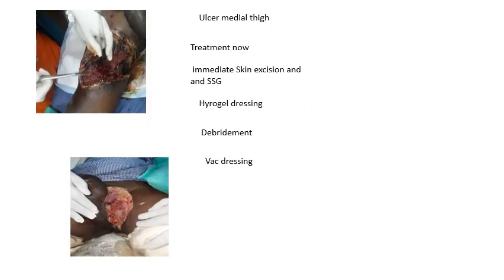Now have a look. This is an ulcer on the medial aspect of the thigh. Fine. What is your treatment? Immediate skin excision and SSG. Excise the skin like the way you do in burns. Do an escharotomy and do an SSG. But we did not tell you it is burns. We told you ulcer. Fine. You can put a hydrogel dressing. You can do a debridement or a vac dressing.